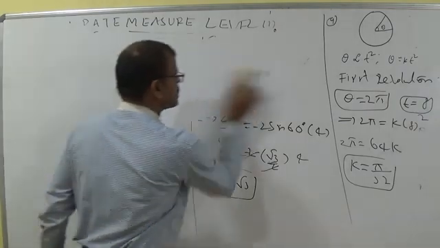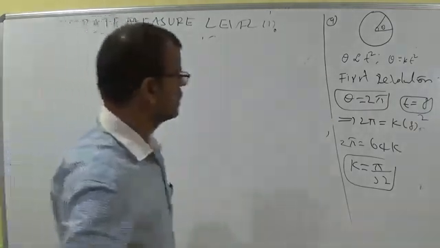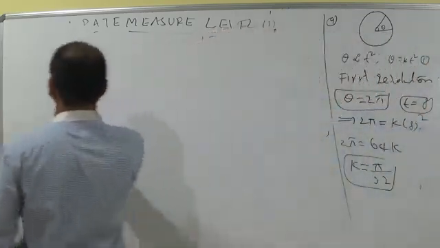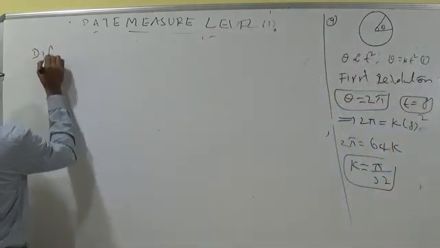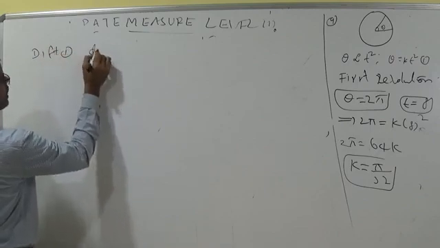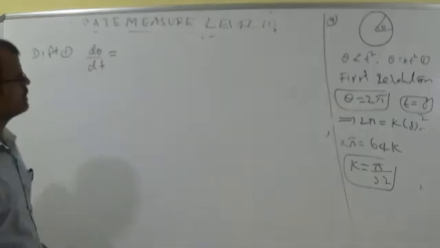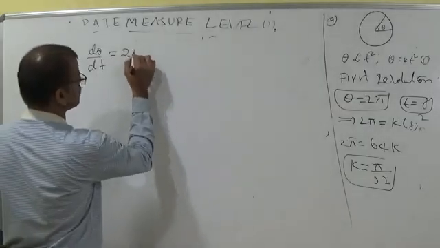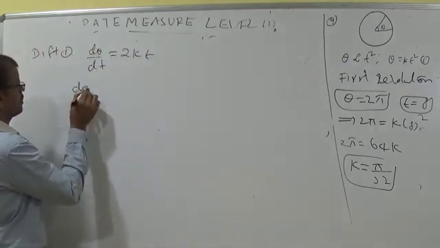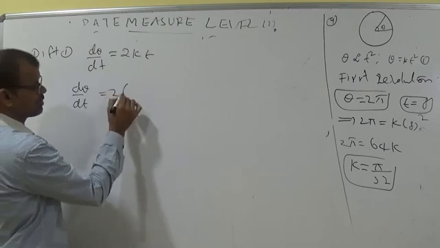Calculating d theta by dt with respect to time, the angular velocity, differentiating both sides. Let it be the first equation, and you write here, differentiate both sides with respect to time. Then it becomes d theta by dt is equal to 2kt.